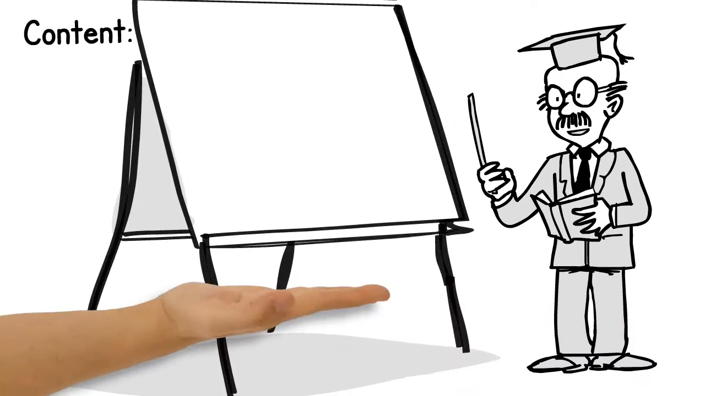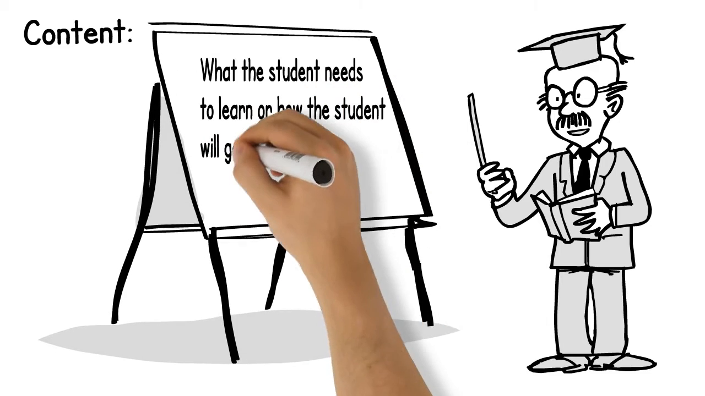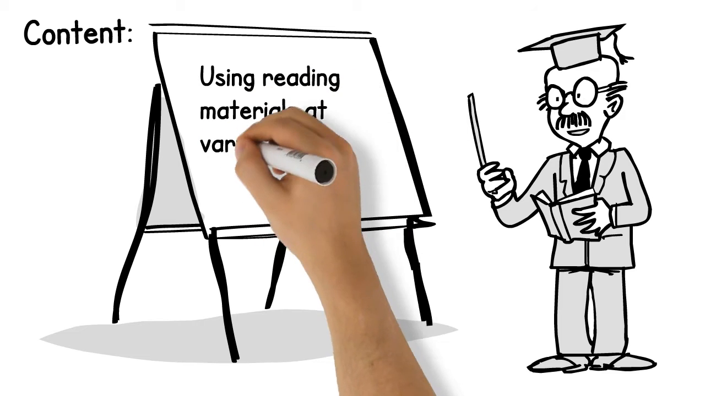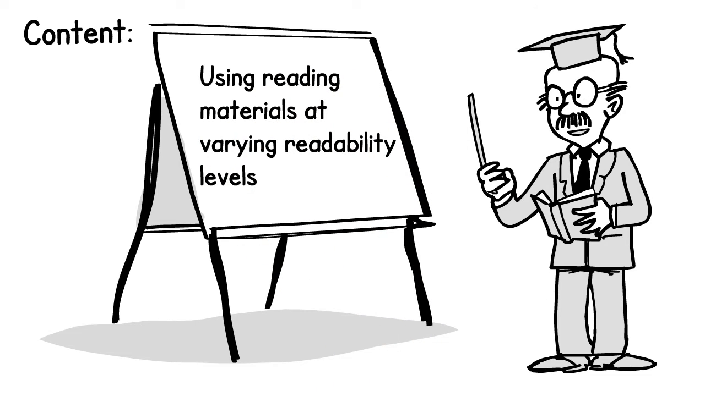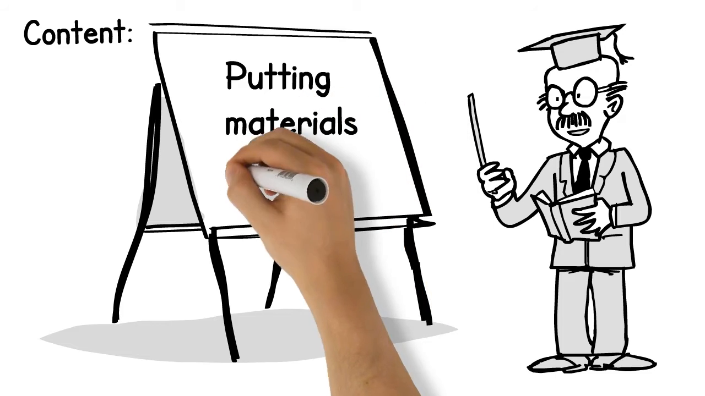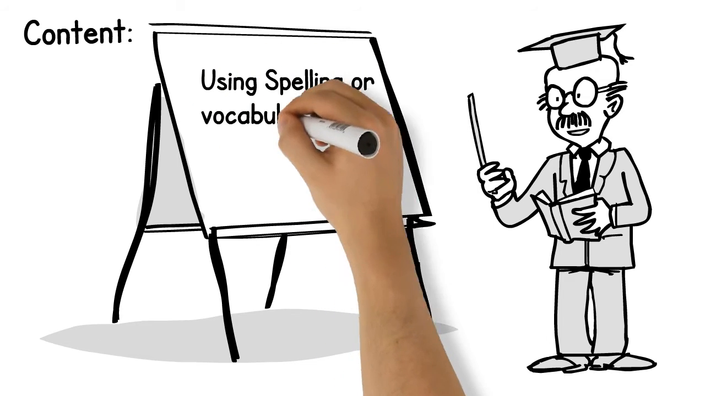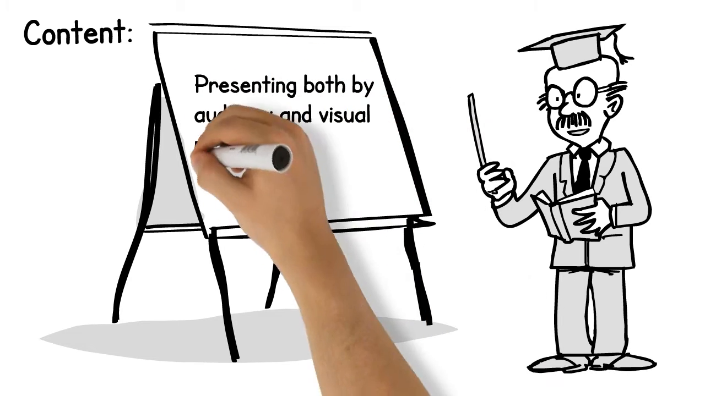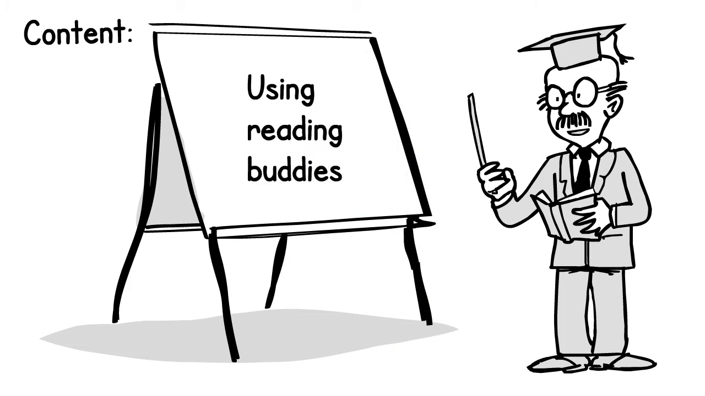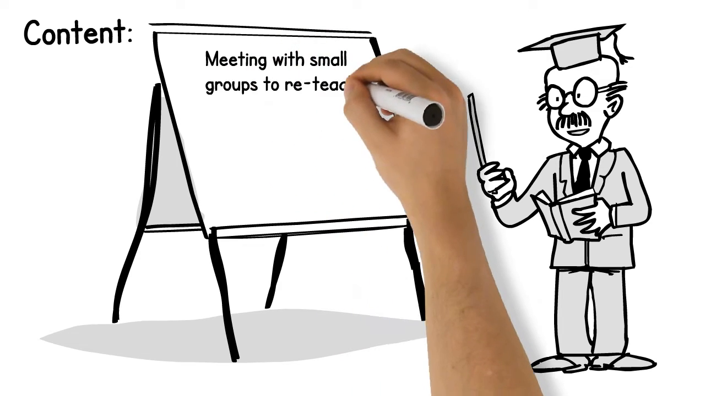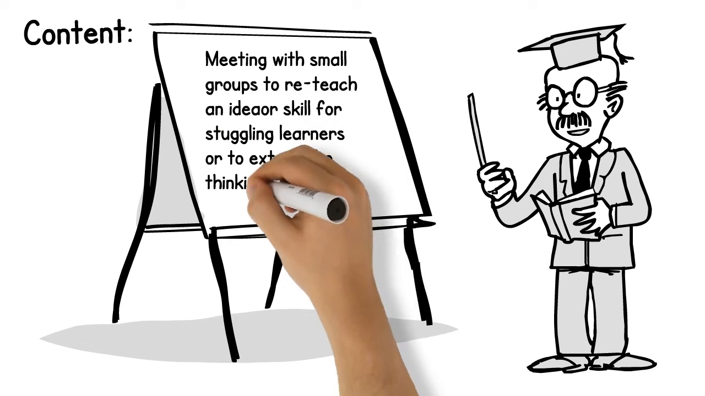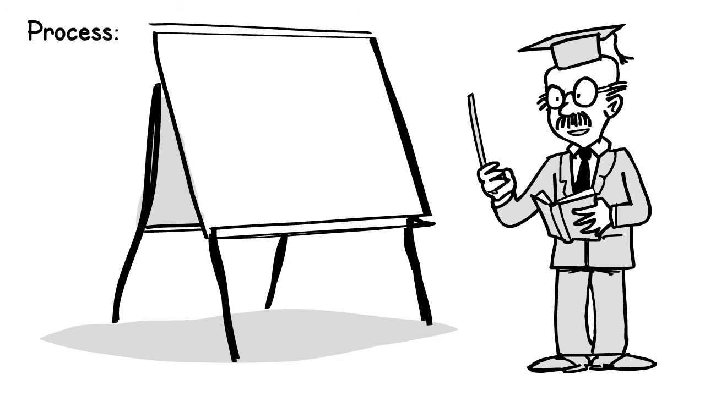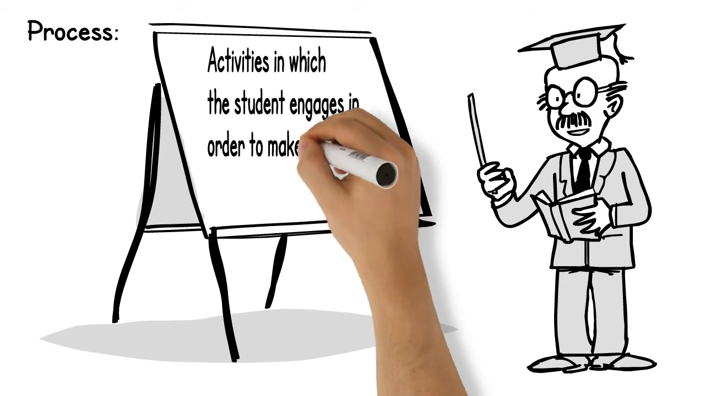Content: what the student needs to learn or how the student will get access to the information. Content can be differentiated in the following ways: using reading materials at varying readability levels, putting text materials on tape, using spelling or vocabulary lists at readiness levels of students, presenting ideas through both auditory and visual means, using reading buddies, and meeting with small groups to reteach an idea or skill for struggling learners, or to extend thinking or skills of advanced learners.